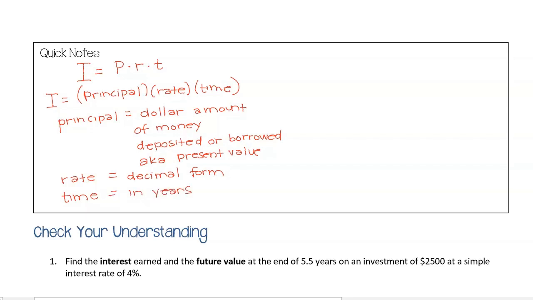So on the problem before, when it said 6 months, I want to divide it by how many of that measure is in a year. So there's 12 months in a year. Or if the time was 5 months, I would still divide it by 12 months. This formula, I equals PRT, this finds the simple interest. This is the fee paid or earned to borrow or invest money.